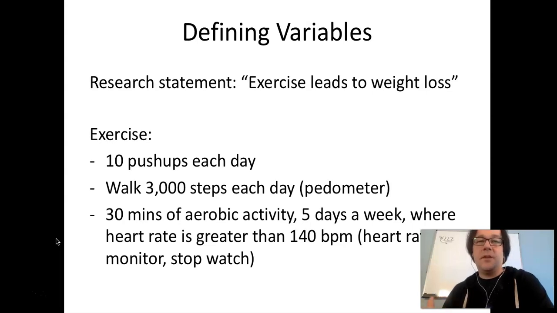Okay, so some other examples: we could define exercise as walking 3,000 steps each day, and we might be able to measure that with the pedometer, right, or your Fitbit or something. Or we could define it as 30 minutes of aerobic activity 5 days a week where heart rate is greater than 140 beats per minute, and that could be measured by using a heart rate monitor and a stopwatch, right?